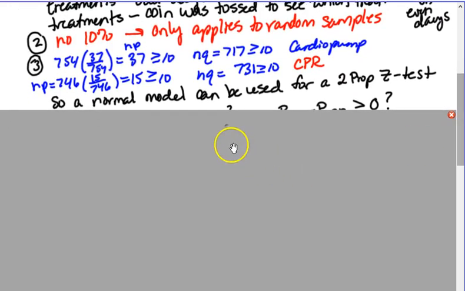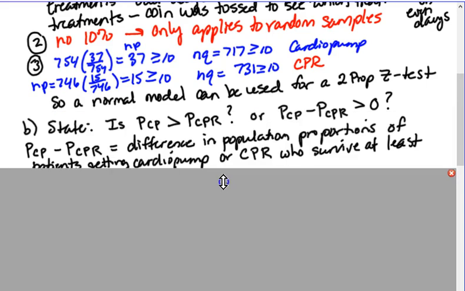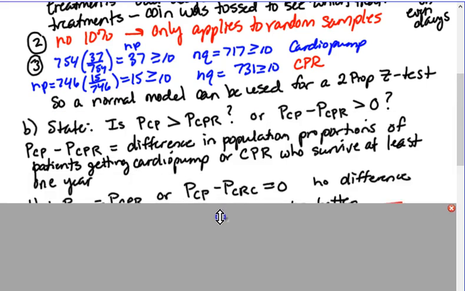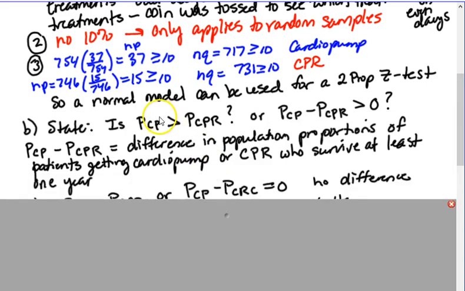So let's take a look at the different pieces that we're going to have to do. Our state piece is that, first of all, I wanted to think through the problem. The question is: is the proportion of patients treated with the cardiopump who survived 1 year after their heart attack greater than the proportion that was treated with CPR? Another way of saying that is, is the difference greater than 0 when we subtract in this order?